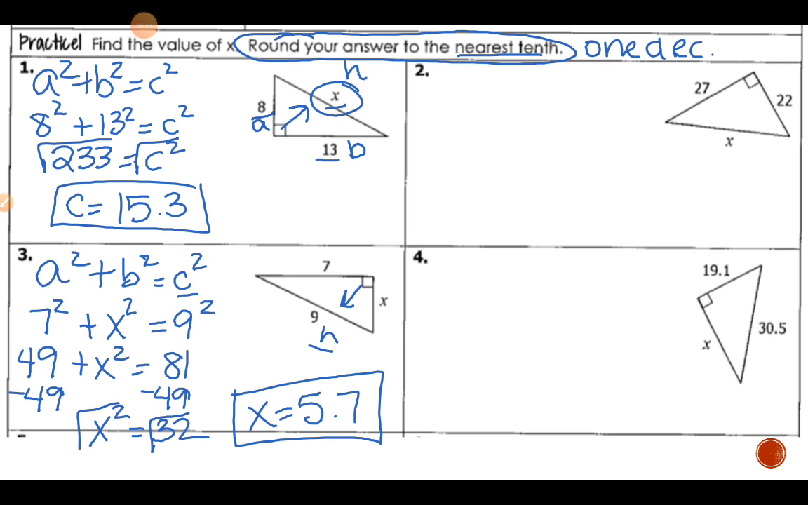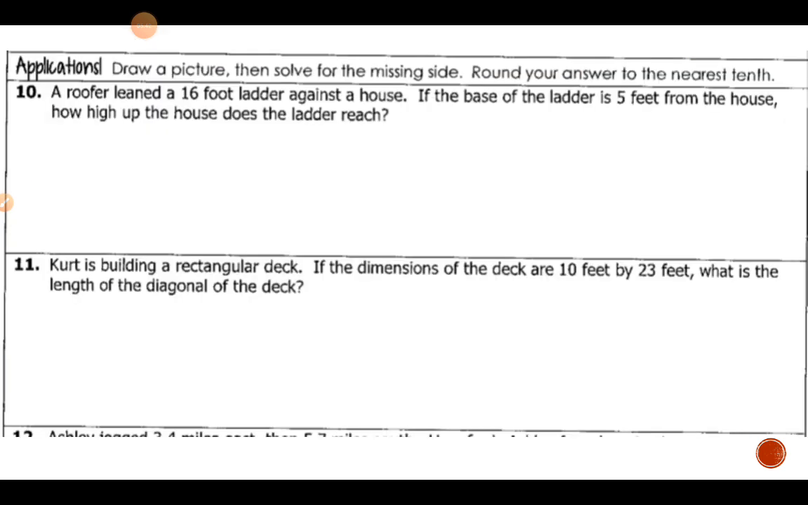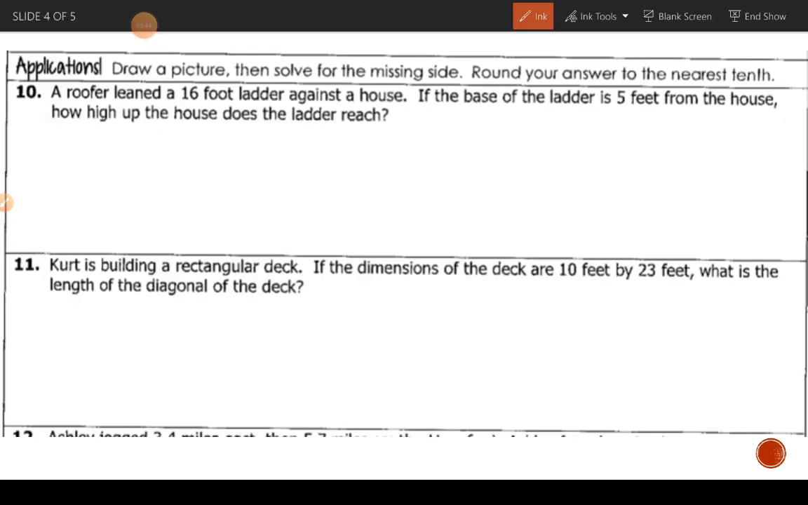So that's how you would use the Pythagorean theorem, whether you're missing one of the legs or if you're missing the hypotenuse. Now we also are going to have some word problems. Again, we are rounding to the nearest tenth, so we're still doing that 1 decimal place. Number 10 says a roofer leans a 16-foot ladder against a house. If the base of the ladder is 5 feet from the house, how high up does the ladder go?